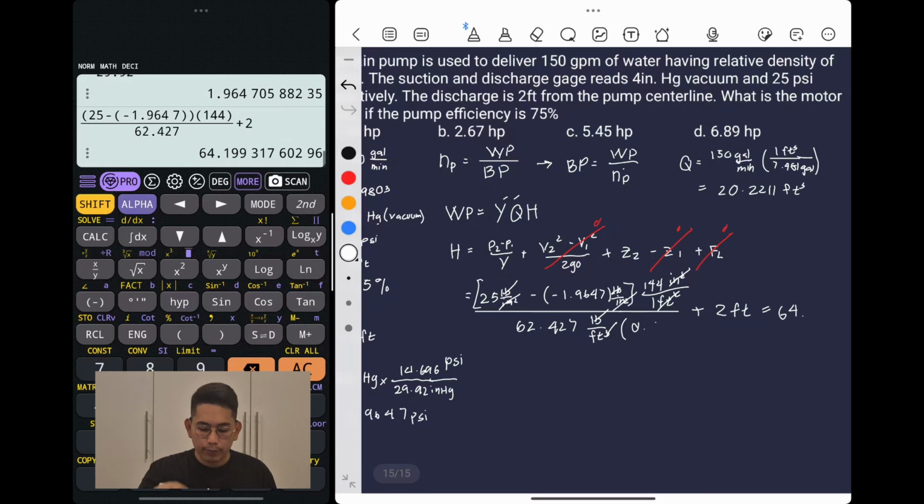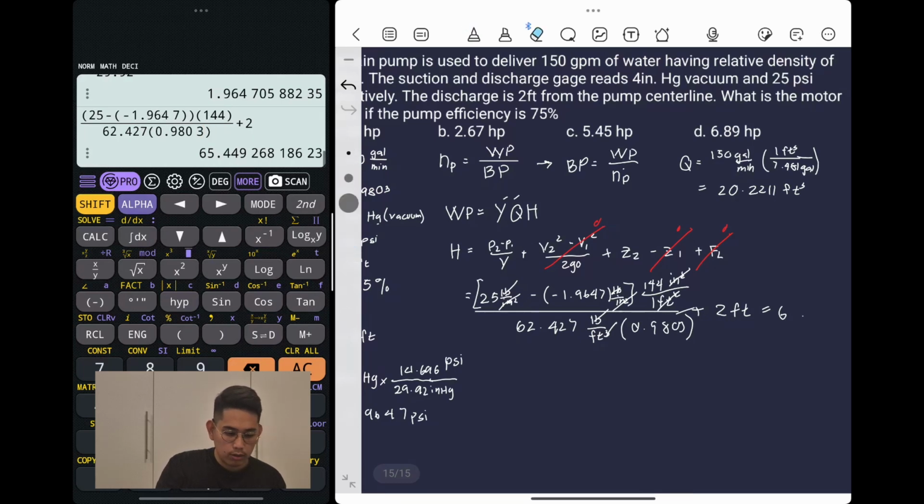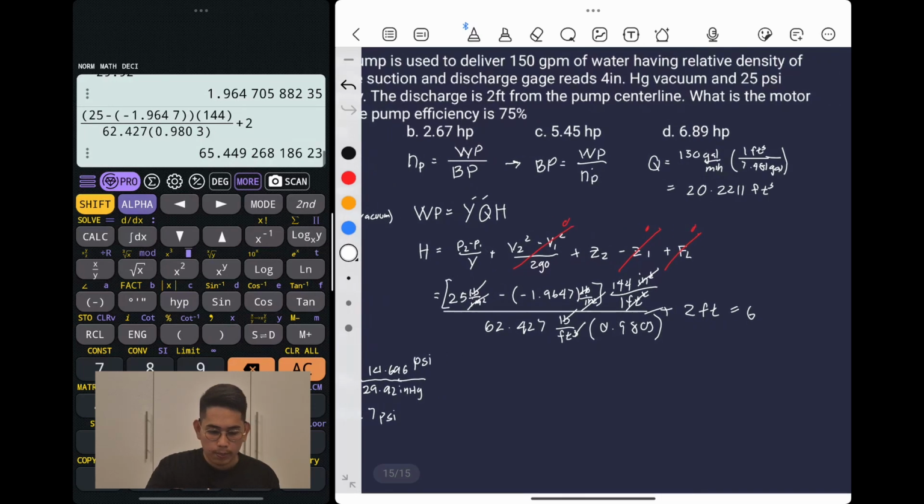Oh wait, may SG pala tayo na 0.9803. So, sorry. So may siyang 65 point. Kaya hindi 1 ang SG niya, kaya hindi constant na 1, yung density niya is magbabago. 65.4493 feet. So meron tayo H.